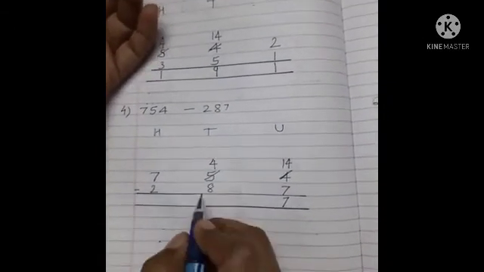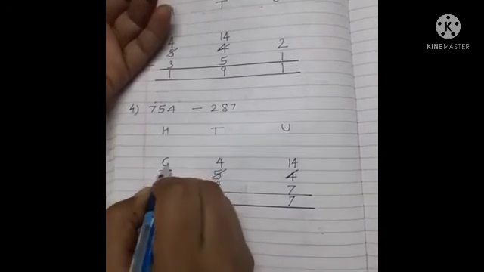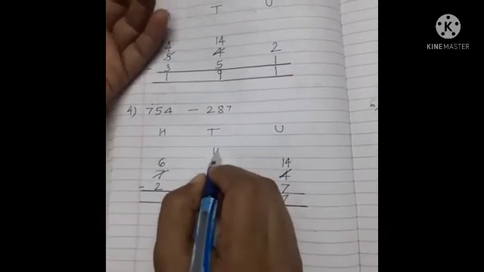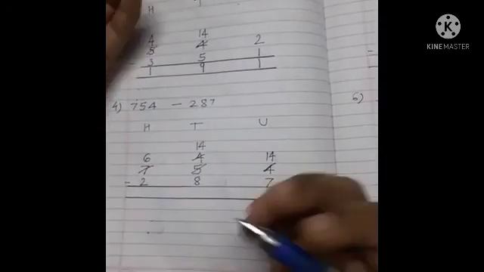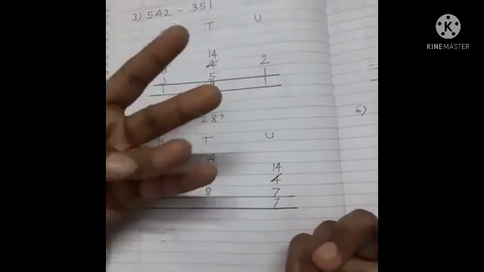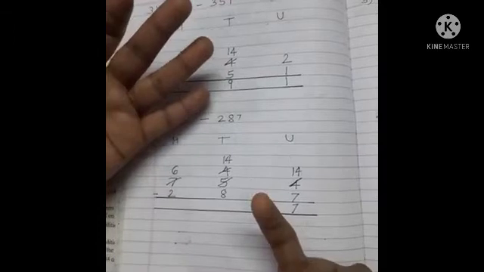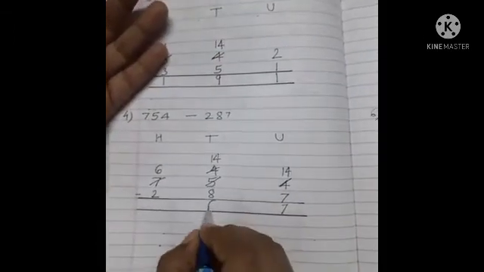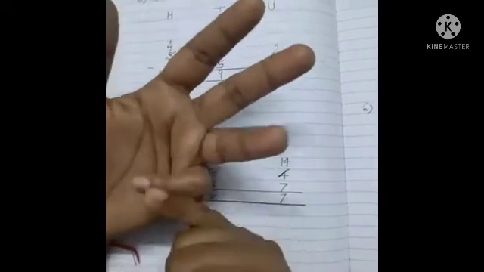No. So again we will borrow from here. Here it will become 6 and we will write here 14. So 14 minus 8, how will we do? After 8 we will count 9, 10, 11, 12, 13, 14. The answer is 6. Now 6 minus 2. 6 minus 1, 2. The answer is 4.